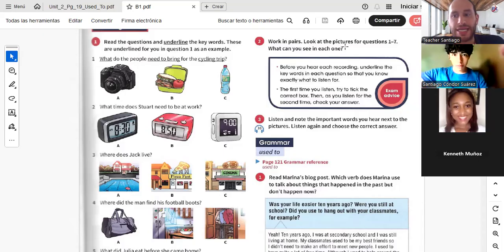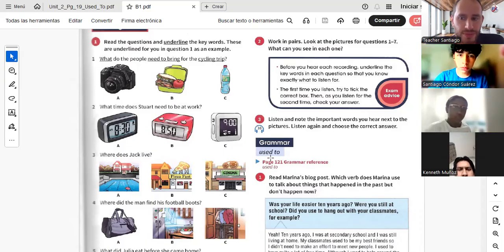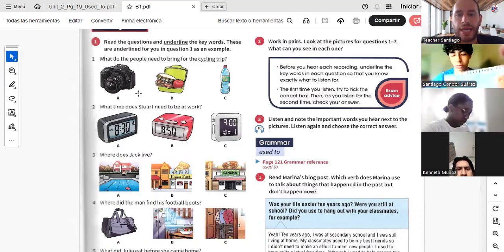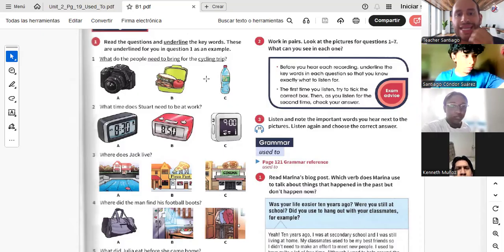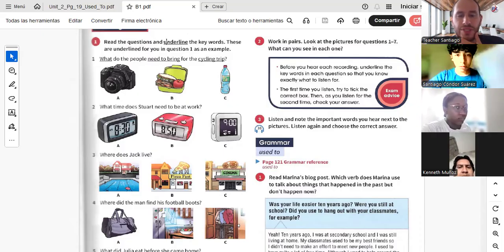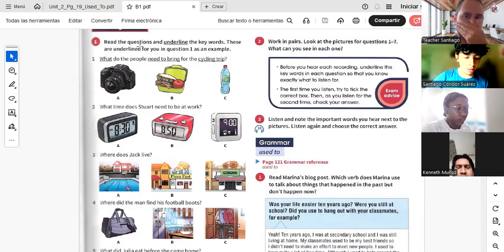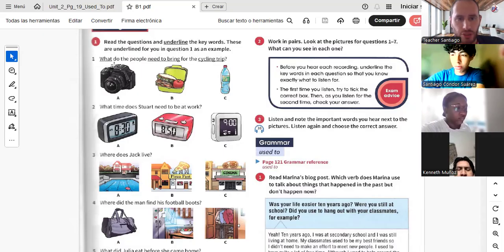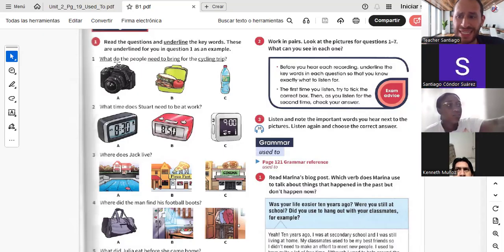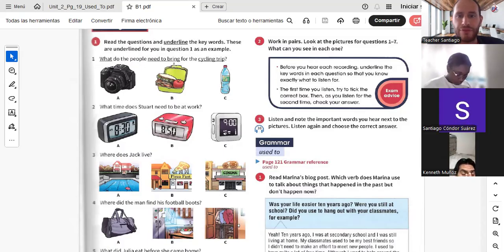Good morning. Guys, we're going to work two things today. First of all, a listening activity. And then we're going to talk about used to. Okay? So, we are reading the listening task. It says read the question and underline the keywords. These are underlined for you in question one as an example. So what do people need to bring for the cycling trip? These are the keywords: what, need to bring, cycling trip. This is what we need to keep in mind.